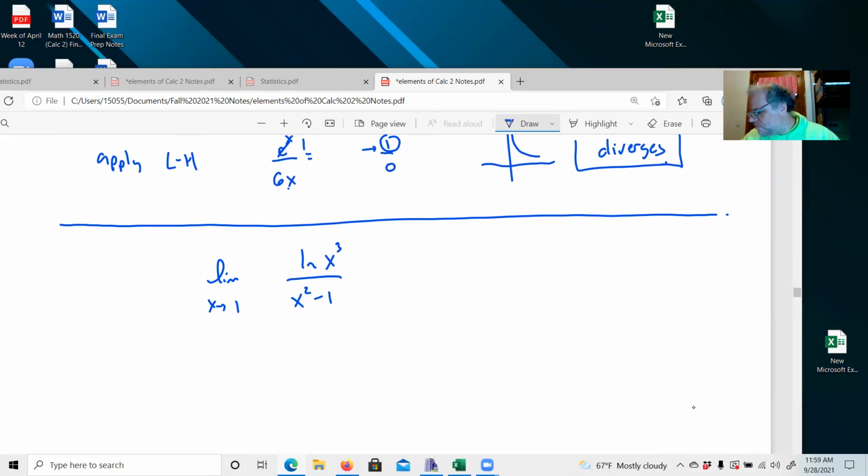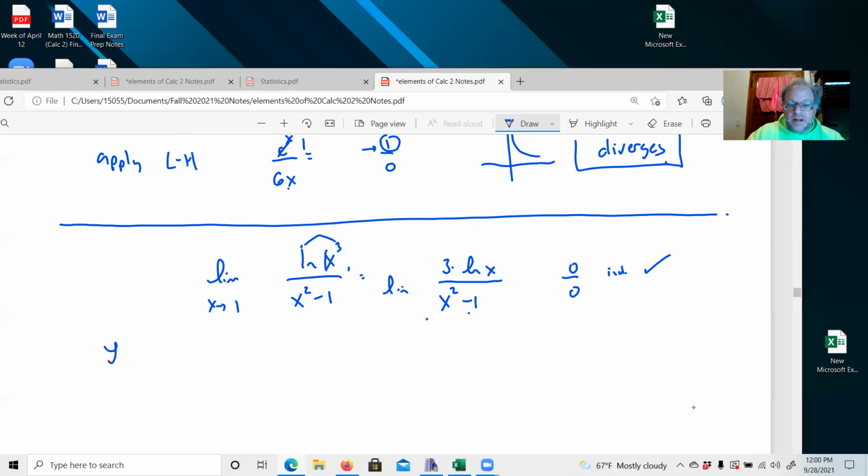So they didn't use parentheses, so I'm assuming that this is the natural log of x cubed. Which means we can use this little tricky thing here to say this is 3 times the natural log of x over x squared minus 1. Again, when we apply our limit, natural log of 1 is 0, and 1 squared minus 1 would be 0. Hey, it's an indeterminate form, so we're checked.